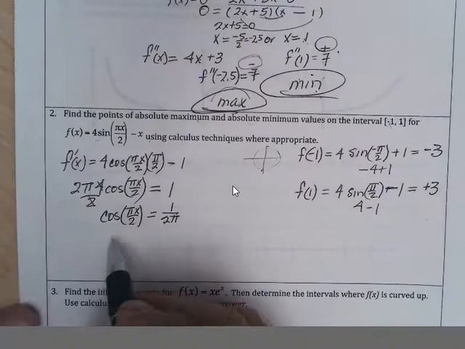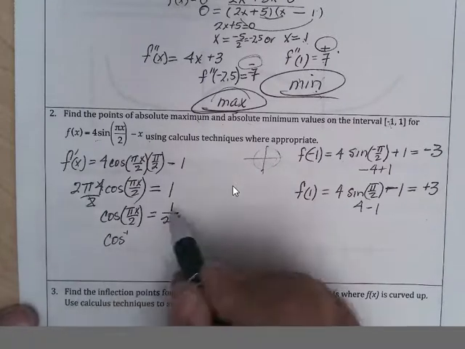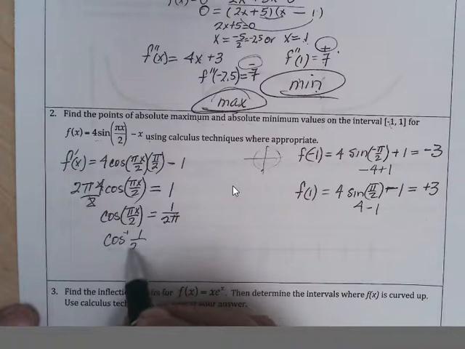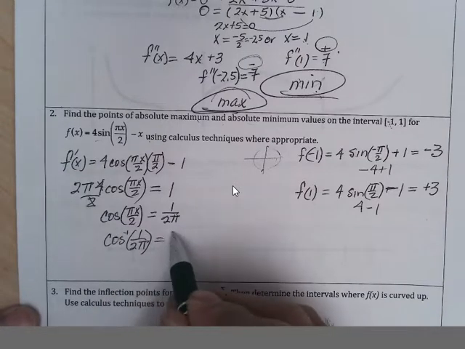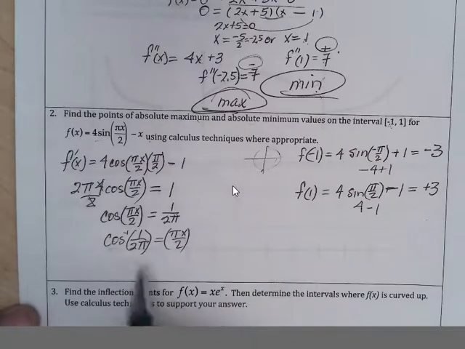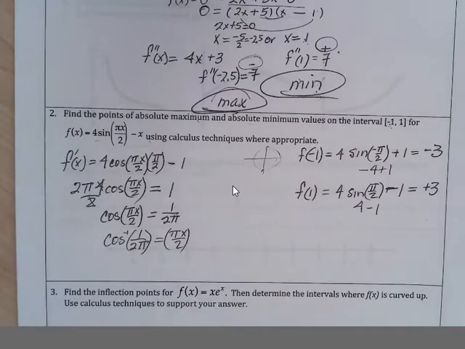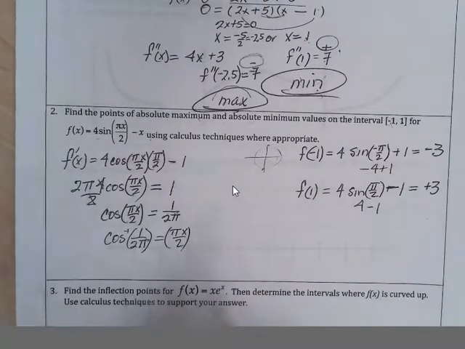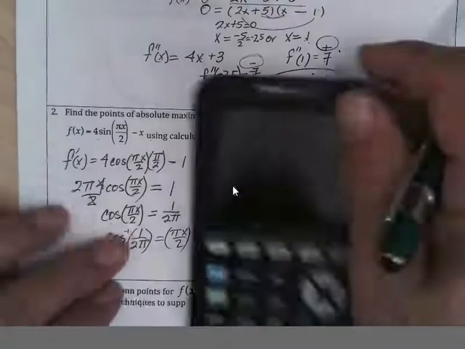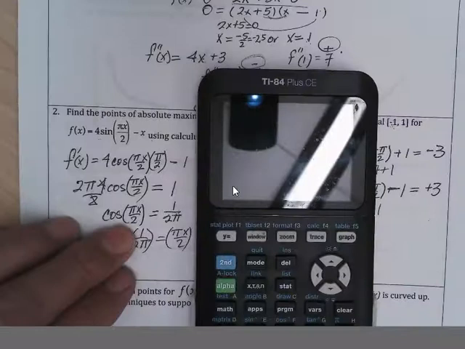And so I need to take the cosine inverse of both sides. So the cosine inverse of 1 over 2 pi, and the cosine inverse of this would be pi x over 2. But this would only give me one answer. I have to think of all the possible ones. And so it might be better to go to the calculator and type this in.